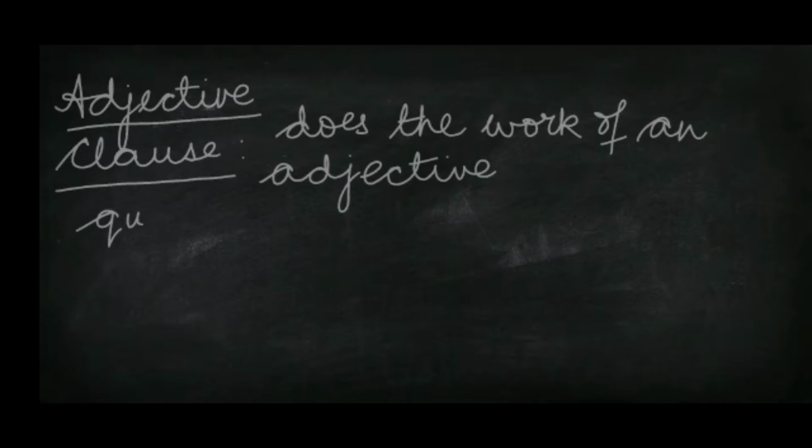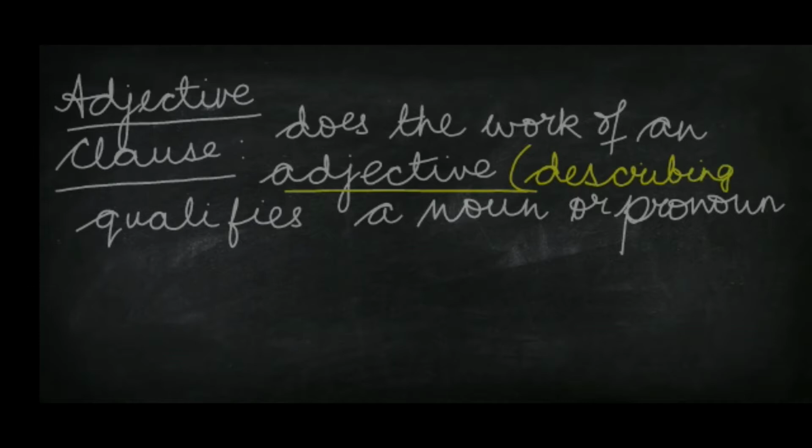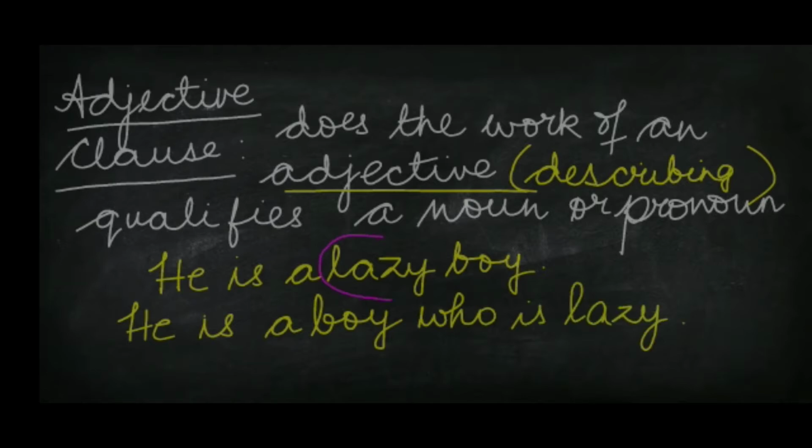An adjective clause does the work of an adjective. An adjective clause qualifies a noun or pronoun. Now, what is an adjective? An adjective is a describing word. For example, he is a lazy boy. What kind of boy? Lazy boy. Another sentence, he is a boy who is lazy. Two different sentences but same meaning.